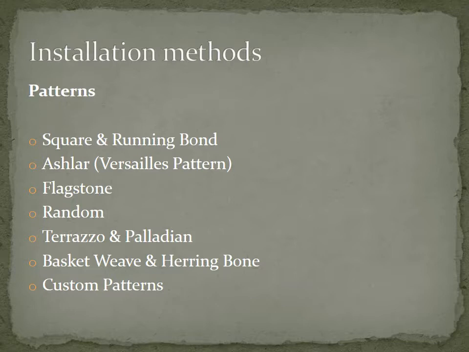Basket weave and herringbone, those are usually with a tile size that is twice as long as it is wide, like a 4x8 tile or a 6x12 tile, and they're just stacked in a certain way where you have two in one direction, two in another direction. That's the basket weave. And the herringbone is where they're stacked at a 45 degree angle to each other, creating what looks like a herringbone type of pattern.